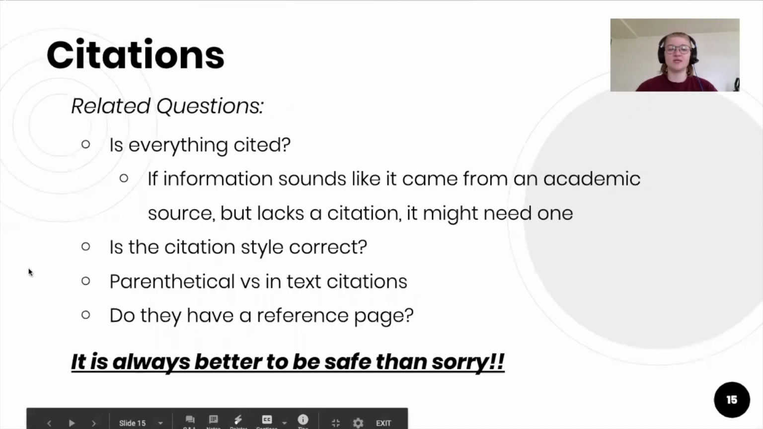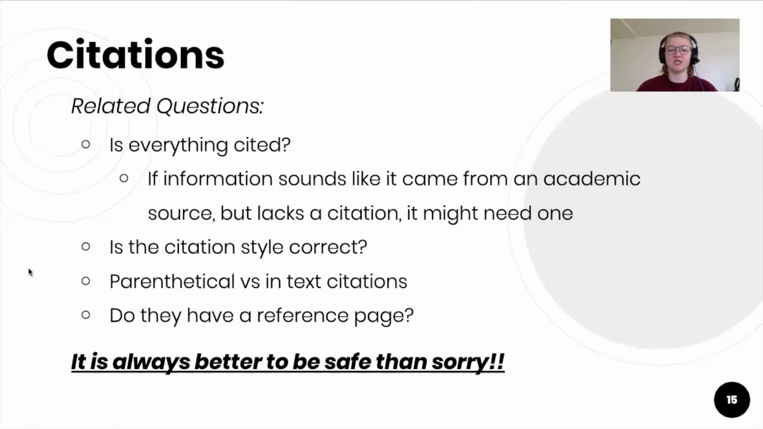The last thing we're going to talk about is citations. So citations are pretty straightforward. You can ask yourself, is everything cited? If the information sounds like it came from an academic source but lacks a citation, it might need one. You can ask, is the citation style correct? Perhaps you notice that they're using MLA format when they're supposed to be using APA. You can leave a comment about that.